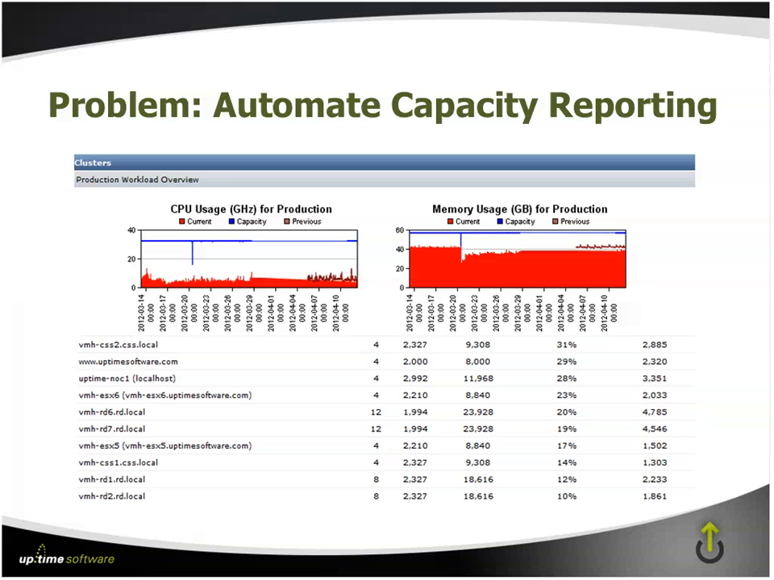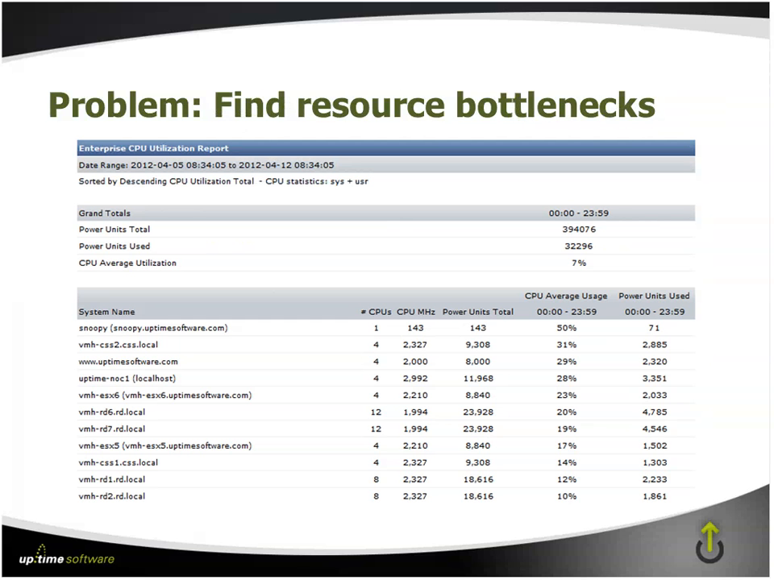Now, a second example of how Uptime can help is this screenshot here. This is a sample report on CPU, our enterprise CPU utilization report. This is about finding the critical path of where the resource bottlenecks are in an environment. And this report is going to instantly highlight the grand total from a CPU point of view, how much CPU is available, and how much you're using.